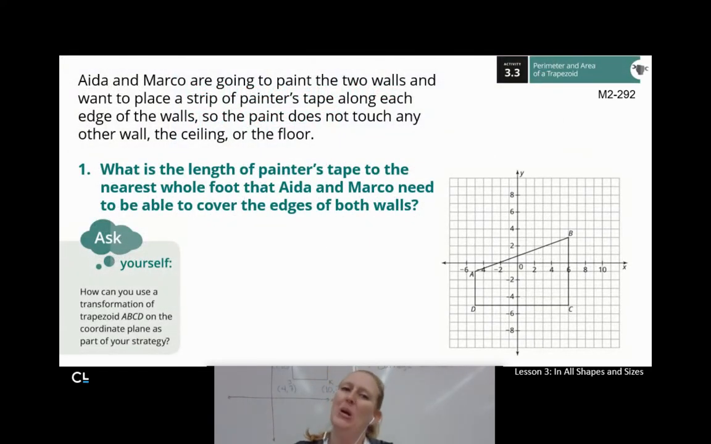And Ada and Marco are going to paint the two walls. And they want to place a strip of painter's tape along each edge of the wall so the paint does not touch any other wall, the ceiling, the floor, right? You put painter's tape around it so you don't get paint everywhere, and it makes for nice, lovely edges. So question number 1, what is the length of painter's tape to the nearest whole foot that Ada and Marco need to be able to cover the edges of both walls? That's a good question. Hit pause to work this out. Hit play when you're ready to check your work.